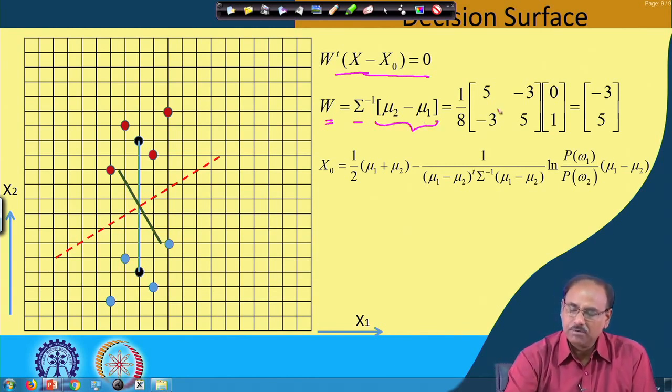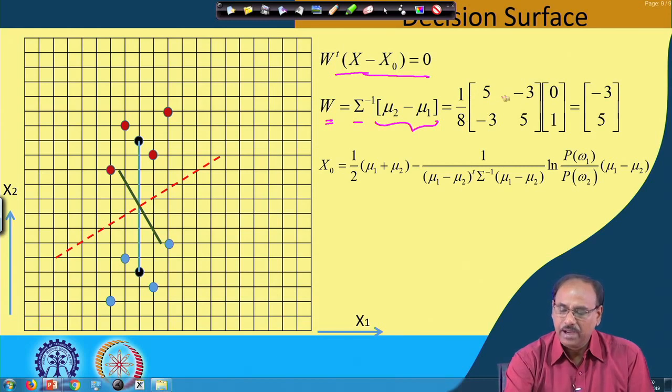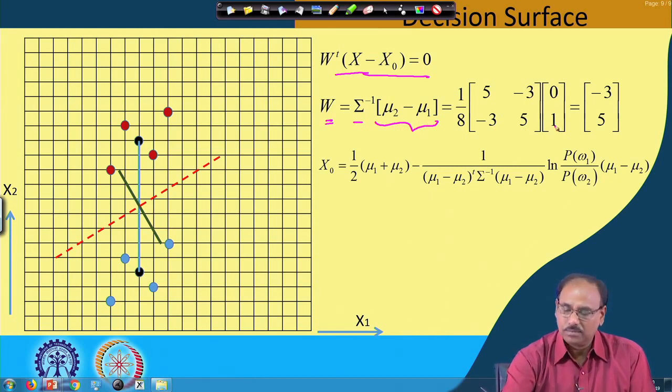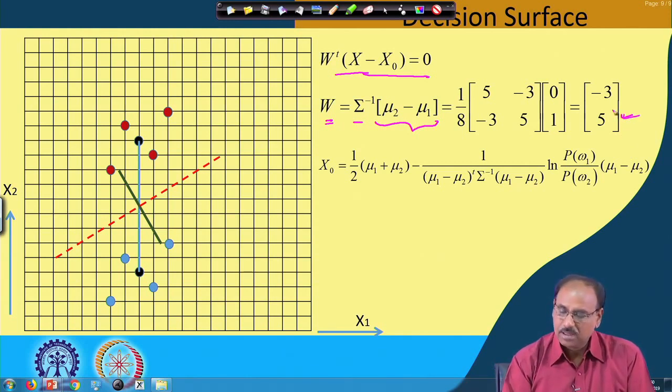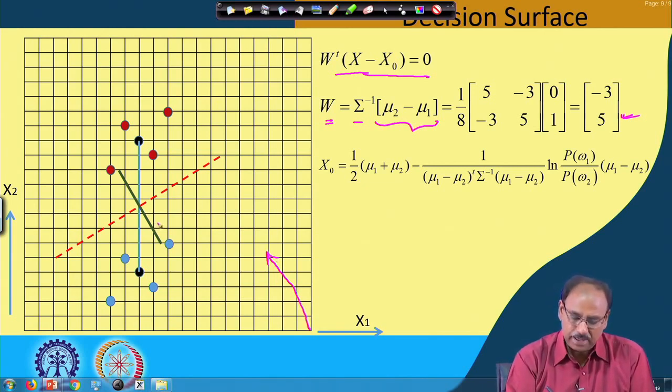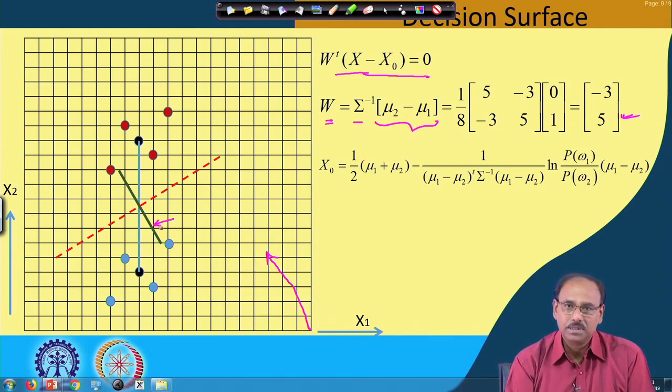And you remember the sigma inverse that we have computed was 1 by 8, 5 minus 3 minus 3, 5, and mu 2 minus mu 1 is nothing but 0, 1. So, I get W which is minus 3, 5. That simply says that W is in the direction of minus 3, 5. W will be in this particular direction. So, here you find that this dark green line represents the direction of W.